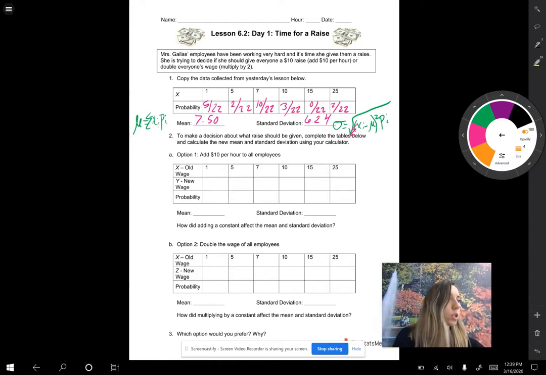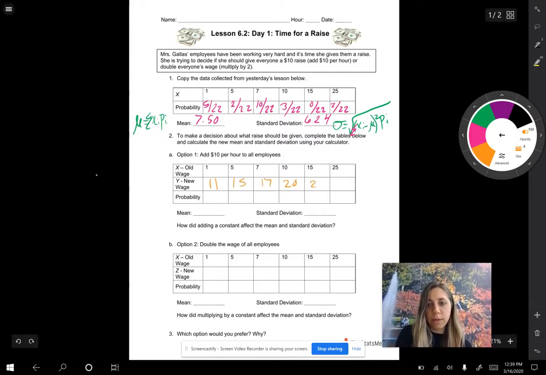So if we were to do that, you add 10 to each of these values, that gets you 11, that gets you 15, 17, 20, 25, and 35. The probabilities of getting those are still the same. So 5 out of 22, 2 out of 22, 10 out of 22, 3 out of 22, 0 out of 22, and 2 out of 22.